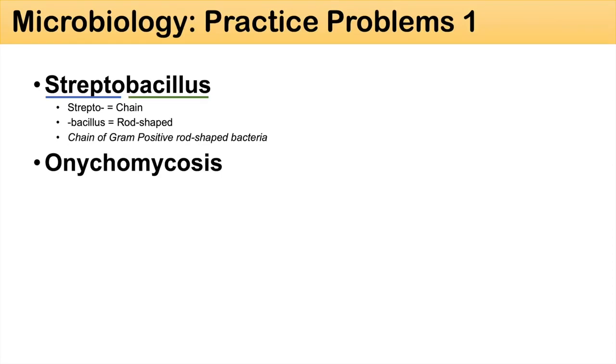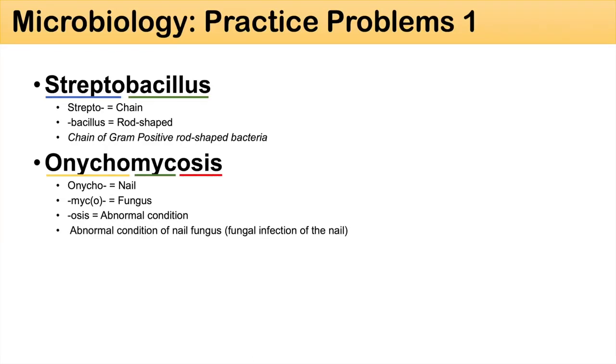The next word we're going to look at is onychomycosis. So if we break that down, onycho means the nail, so a fingernail. Myc or myco means fungus, and osis means abnormal condition. So onychomycosis means an abnormal condition of nail fungus. So it's a fungal infection of the nail.